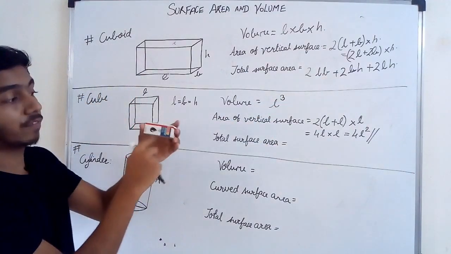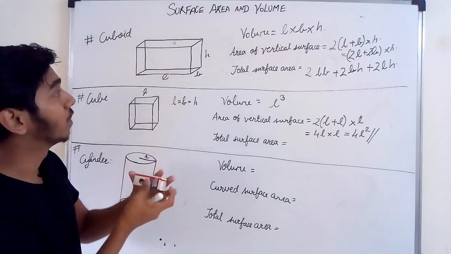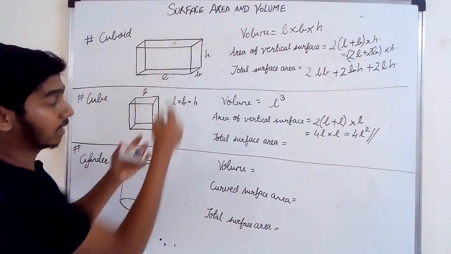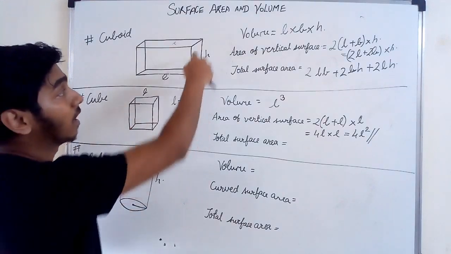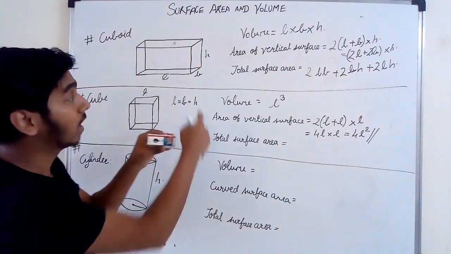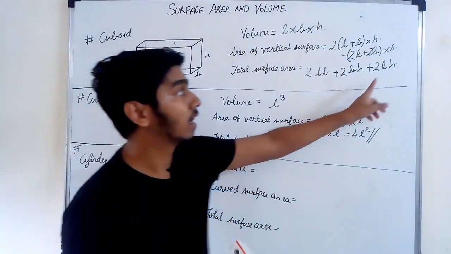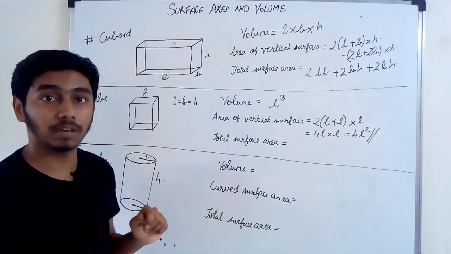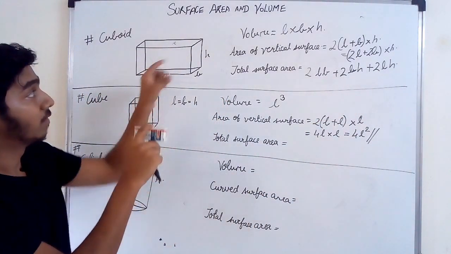Same way, after finding the upper and the lower surface, let's find this surface and this surface. For finding the area of this rectangle and this rectangle, it will be breadth into height. So this area will be breadth into height, and this side area will also be breadth into height. So again, breadth into height 2 times, because there are 2 faces. Then length into height, which is this.